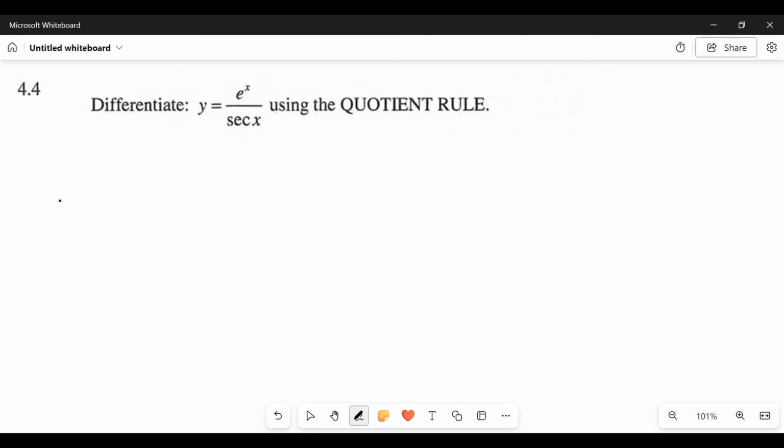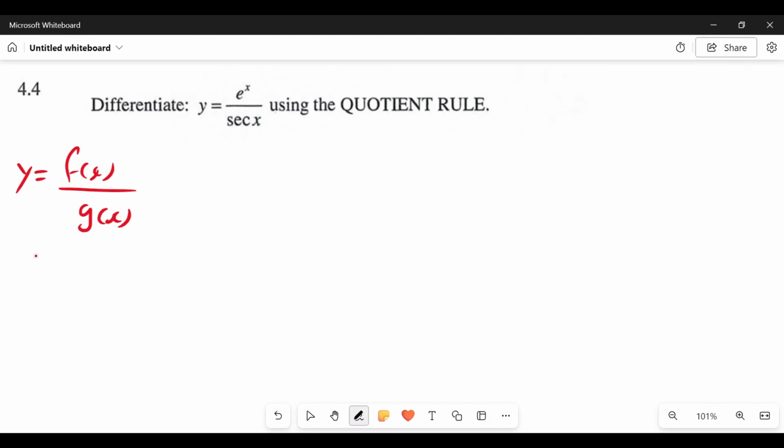All right, guys, here's our 4.4. Now 4.4, they want us to differentiate the following here. They say y is equal to e to the power of x divided by sec x using the quotient rule. Now this is one of the rules that you're supposed to use to differentiate this. Before you differentiate this, you need to understand that you have your denominator and your numerator. Now you can say y is equal to f of x, that will be your numerator, divided by g of x, that will be your denominator.